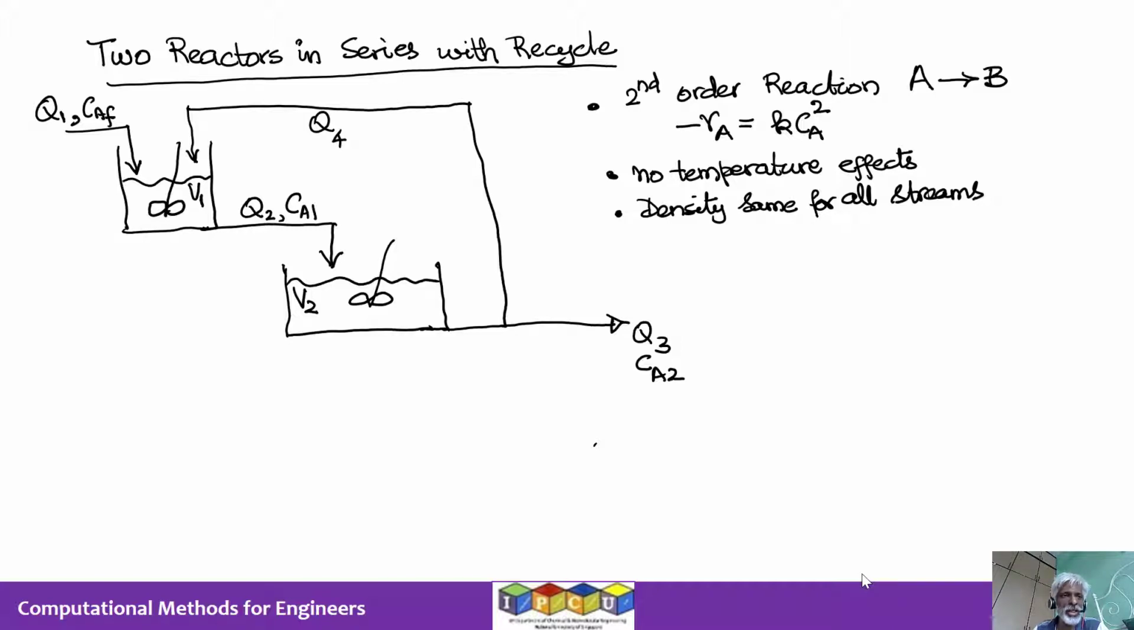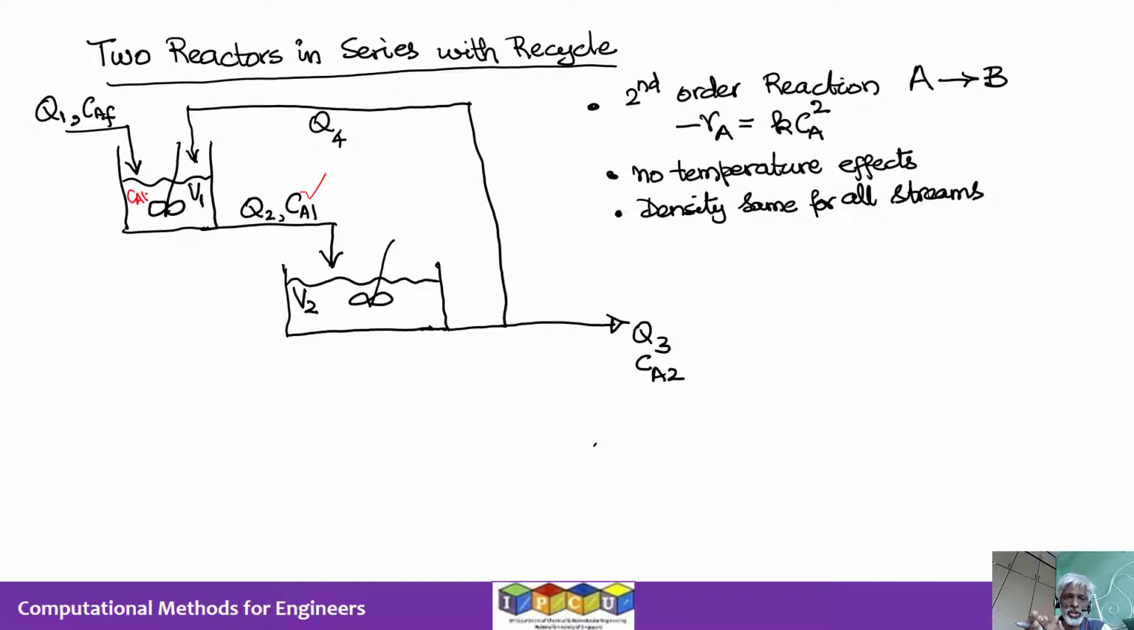So the fresh feed is coming in with QA1 flow rate, and CAF is the feed concentration. Now out of the reactor, the volumetric flow rate is Q2 in the usual units, and the concentration is Ca1 in the exit stream. We know that because this concentration in the exit stream of reactor 1 is marked as Ca1, the concentration inside reactor 1 should also be Ca1, because we assume that the reactors are well mixed. So it's all homogeneous, and therefore the concentration of the exit stream will be the same as the concentration of what is inside the reactor.